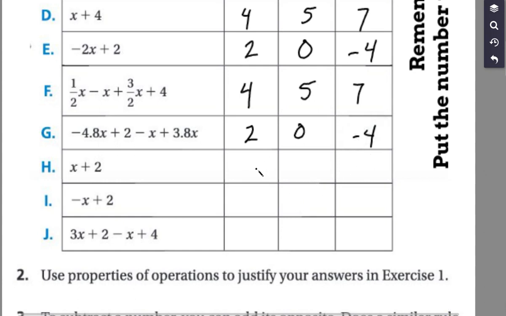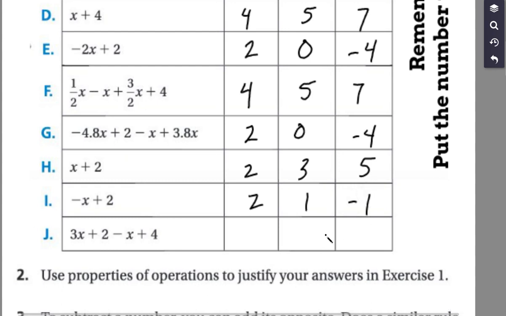Okay, so then this next column, if x is 0, 0 plus 2 is 2. And then if we put 1 in here, 1 plus 2 is 3. And if I put 3 in there, 3 plus 2 is 5. All right, and then if I put 0 in here, that's going to be 0 plus 2, which is 2 again. And then if I put 1 in here, it's going to be negative 1 plus 2, which is going to be 1. And if I put 3 in there, negative 3 plus 2 is negative 1.